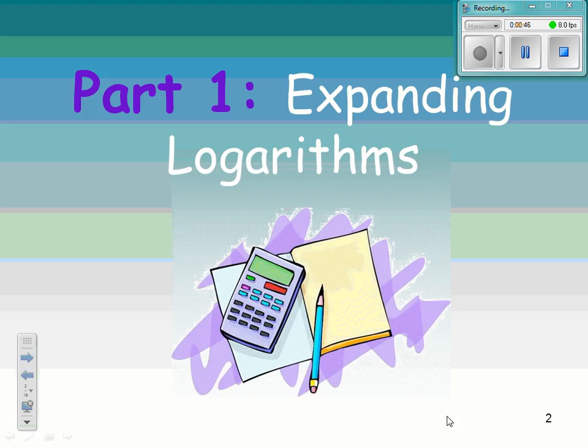So the first thing we're going to talk about is expanding. If you think about expanding, kind of like our belt buckle after Thanksgiving dinner, we have to let it out. It's going to be getting bigger. It's going to be expanding. So you're going to be going from one little logarithm and expanding it into two or more logarithms.